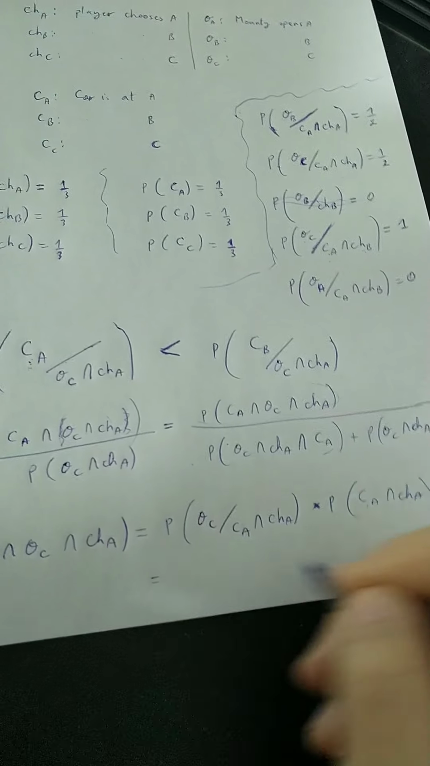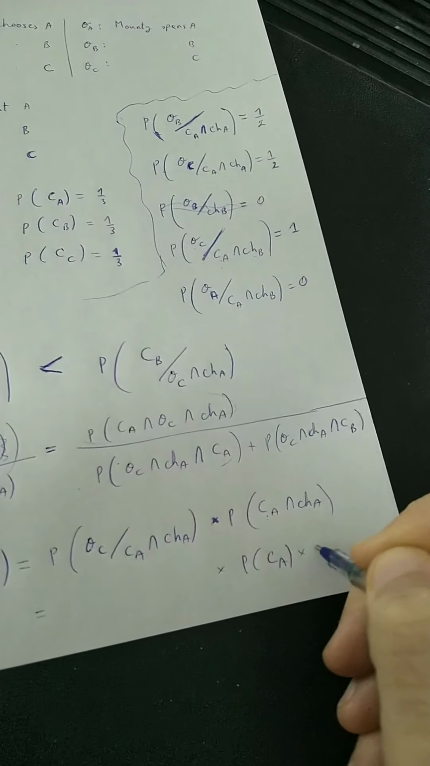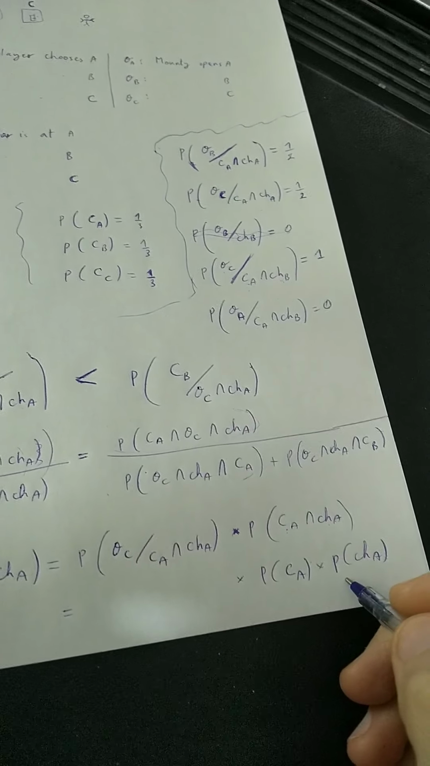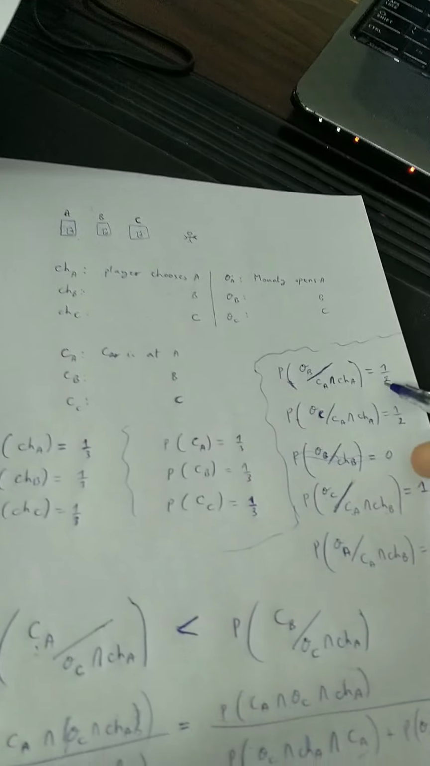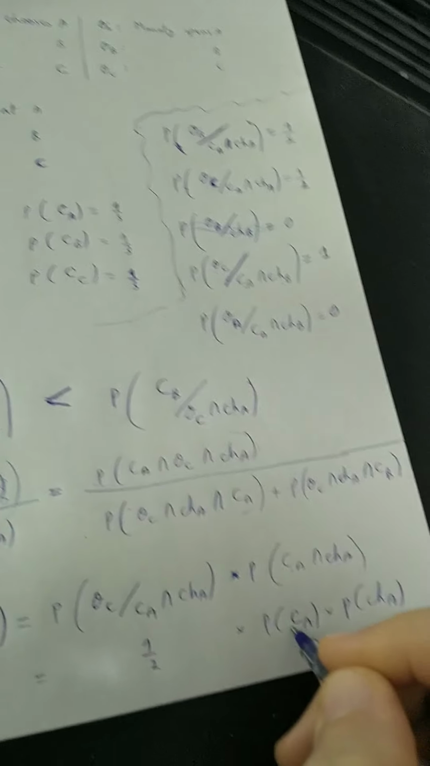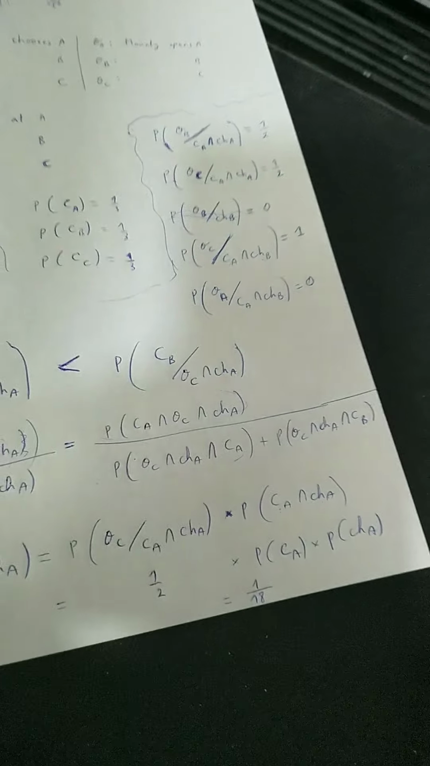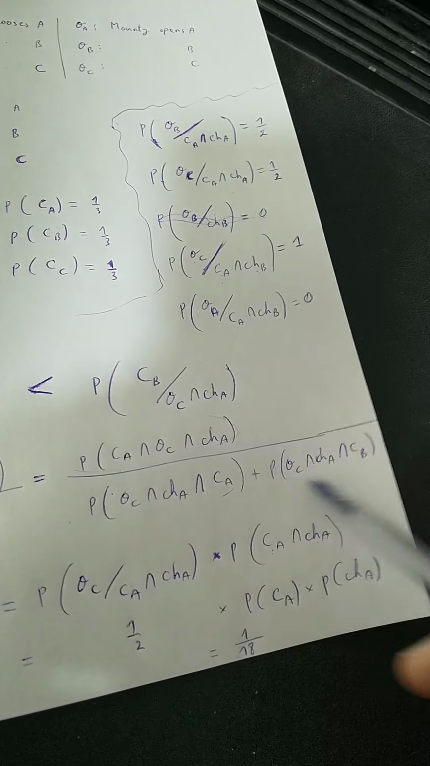So this thing, we're going to put its value here, times, since these two are independent, the probability of CA times the probability of CHA. What is the probability of OC given CA? This is the same as here. It is 1/2 times 1/3 times 1/3. That would be 1/18. Okay.